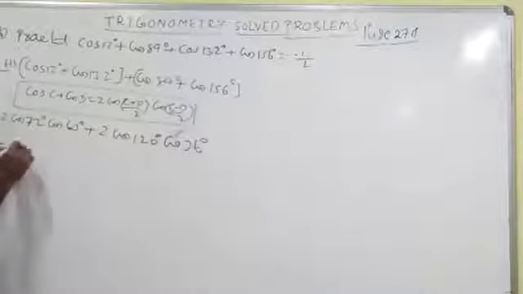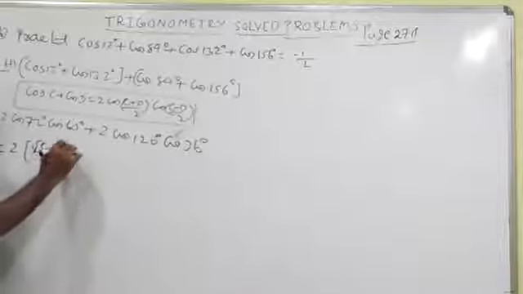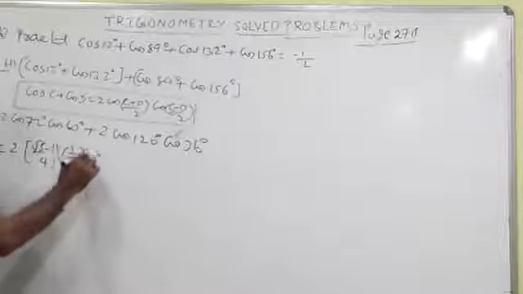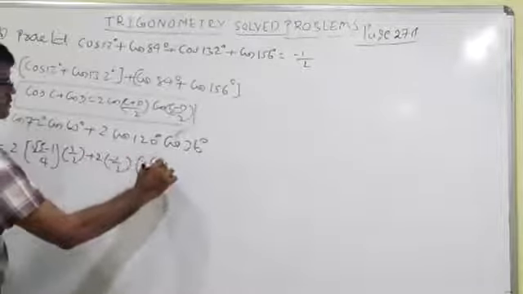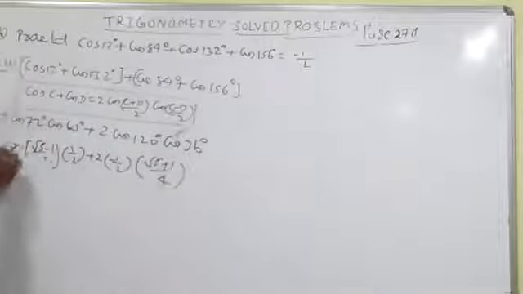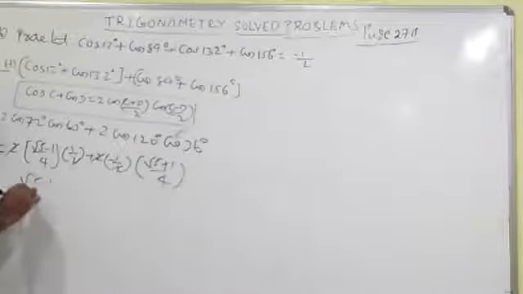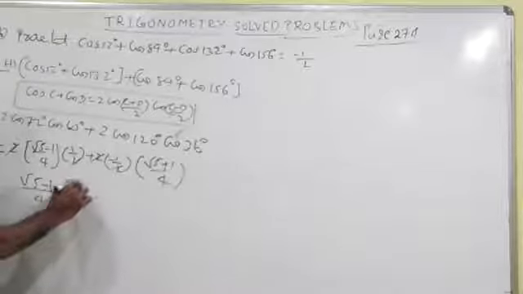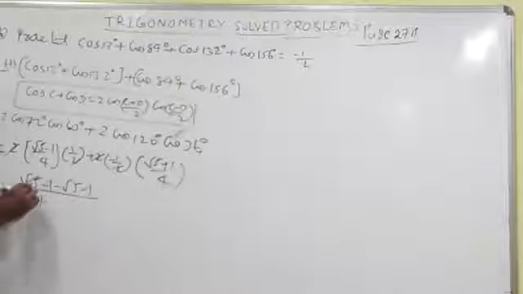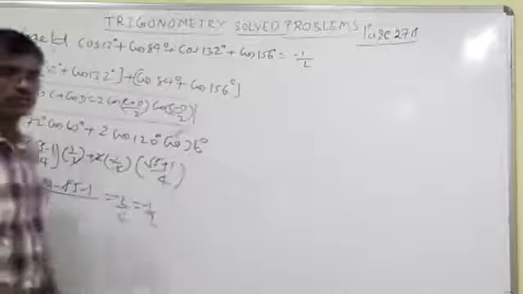2 into cos 72, which is nothing but sin 18. The value of sin 18 is (root 5 minus 1)/4, into cos 60 value 1 by 2, plus 2 into cos 120 value minus 1 by 2, into cos 36 value (root 5 plus 1)/4. These 2 and these 2 get cancelled. Now you can write (root 5 minus 1)/4 minus (root 5 plus 1)/4. Take LCM like this, total by 4. Root 5 gets cancelled. Here we got minus 2 by 4, minus 2 by 4 is minus 1 by 2.